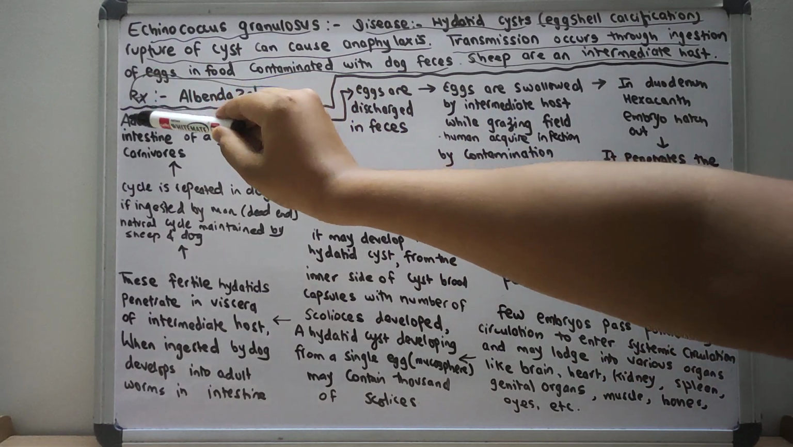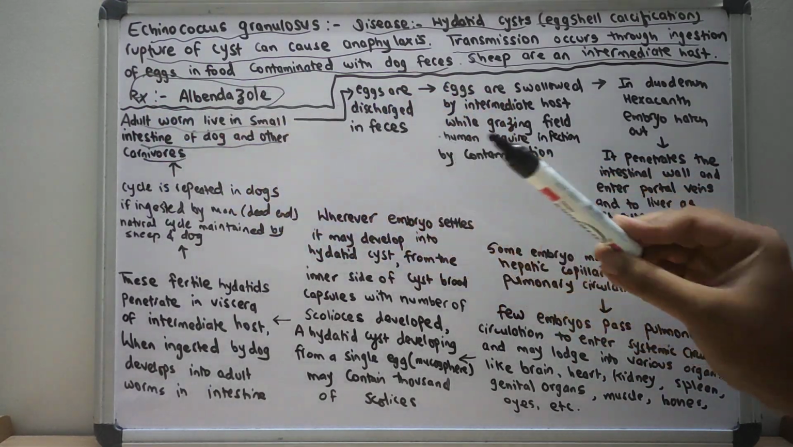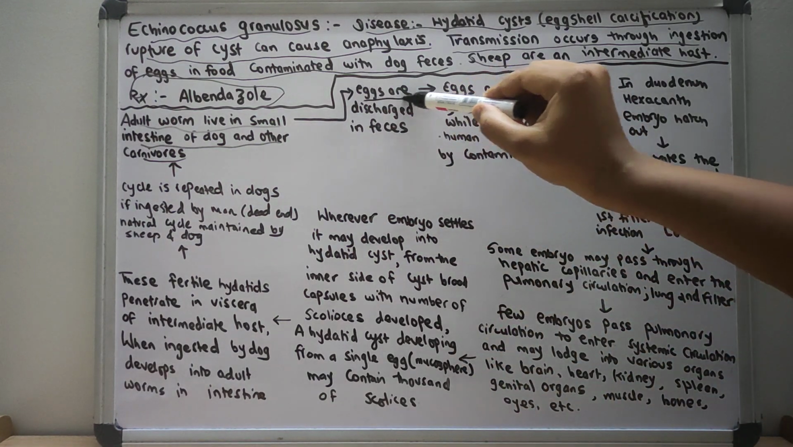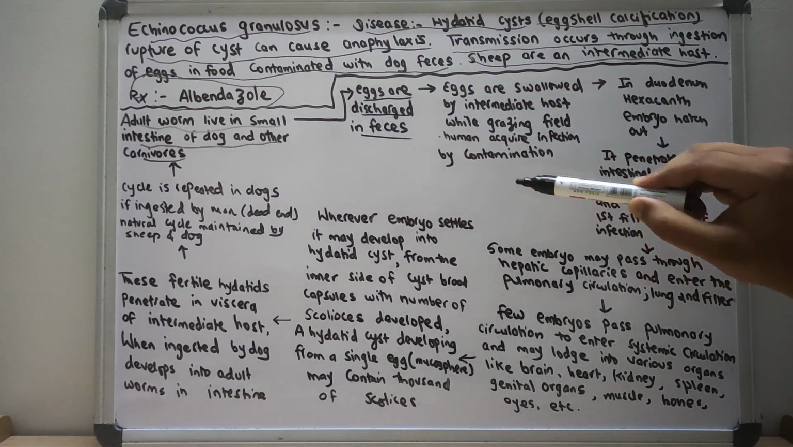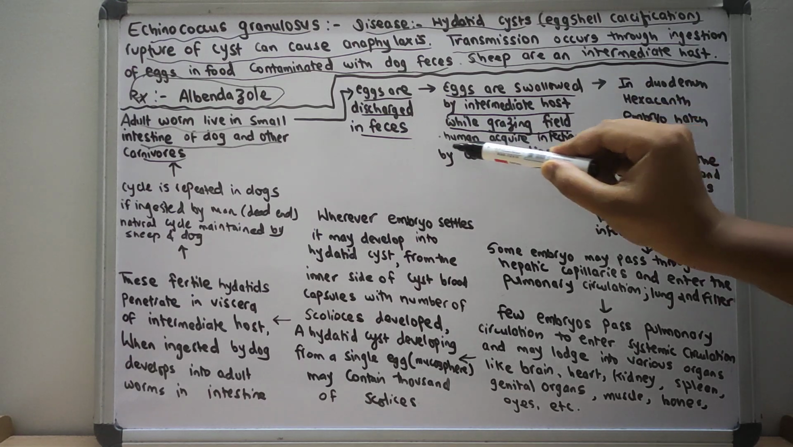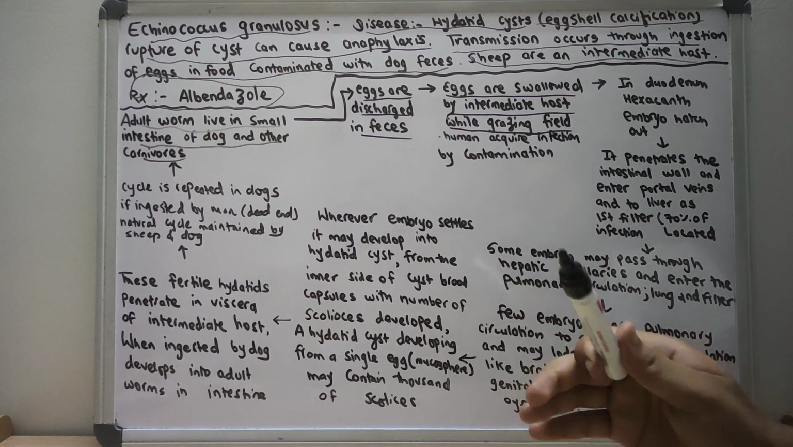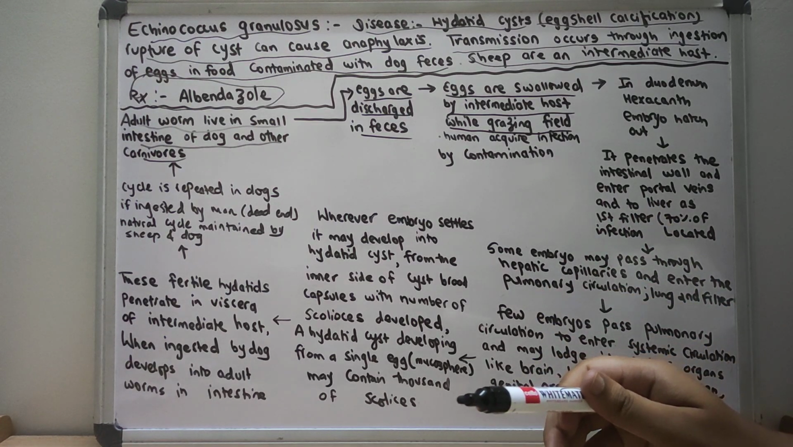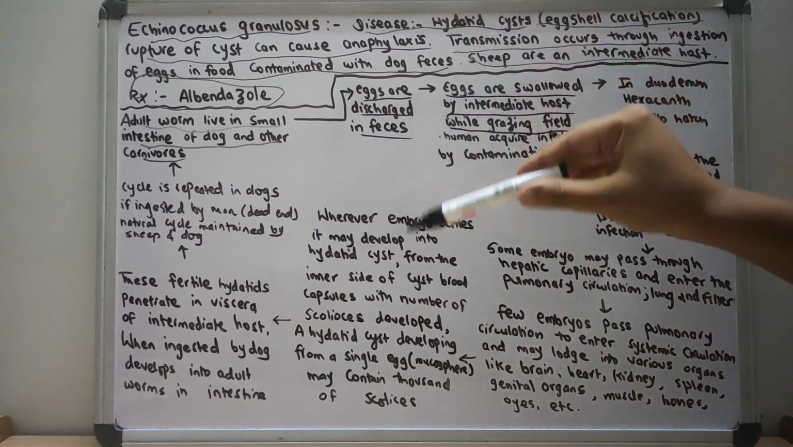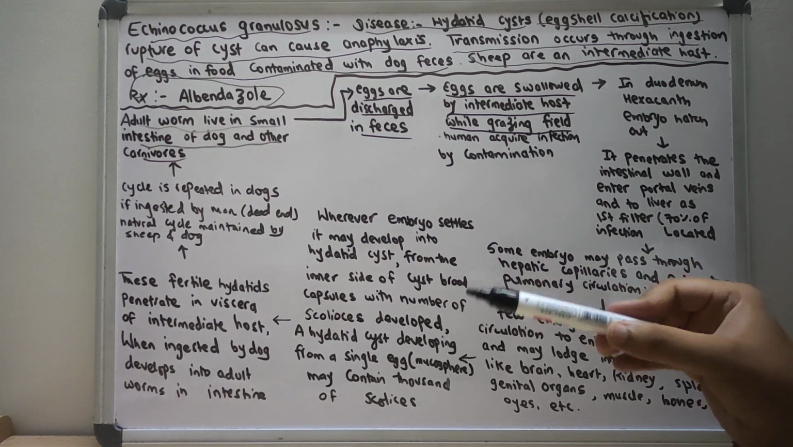Let us assume that there is adult worm in the small intestine of the dog and other carnivores, and this adult worm, after mating, they liberate eggs and the eggs are discharged in the feces. The eggs are swallowed by the intermediate host while grazing the field. That means the intermediate host is the sheep, and they accidentally ingest while grazing in the field, because whenever the dog pass the feces, egg may be passed with them and it may be present in the grass, and while grazing the field the eggs may be swallowed.